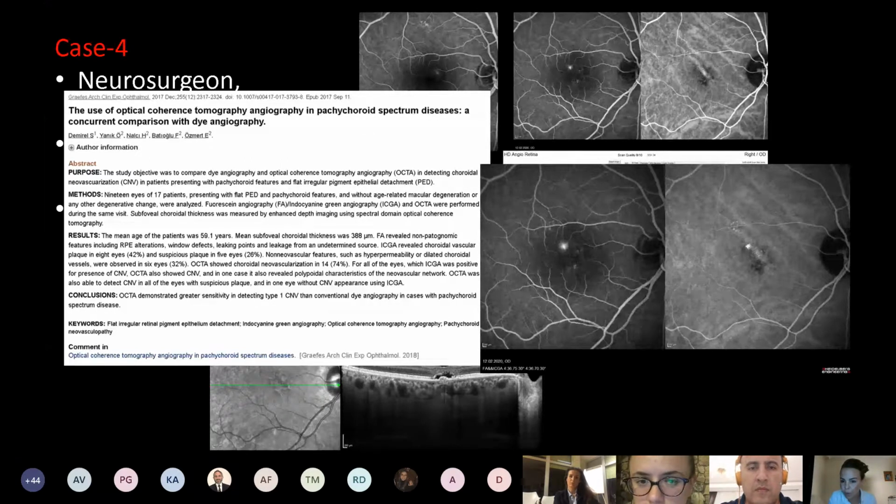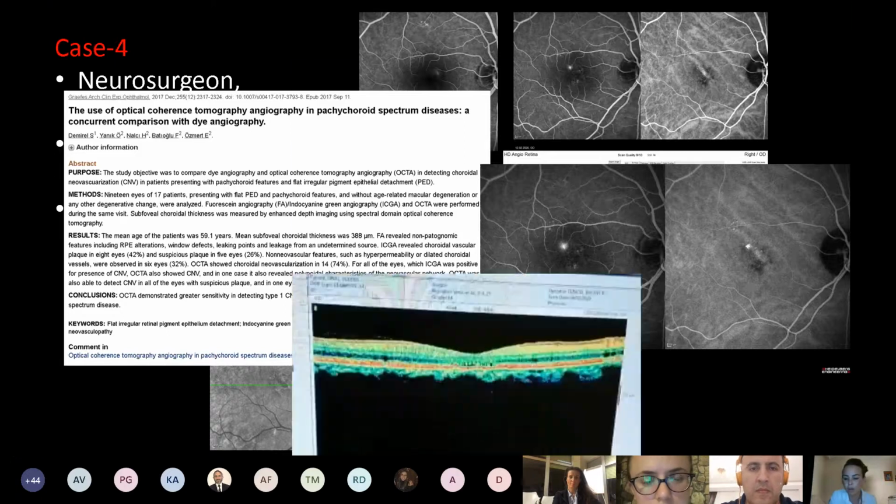I showed 4 different cases to you, and none of them has an obvious plaque in the late phase of ICGA. And that's why I want to emphasize that if you have these imaging modalities, please use them to make a good, proper diagnosis for these cases. If you don't have dye angiography, it doesn't matter.